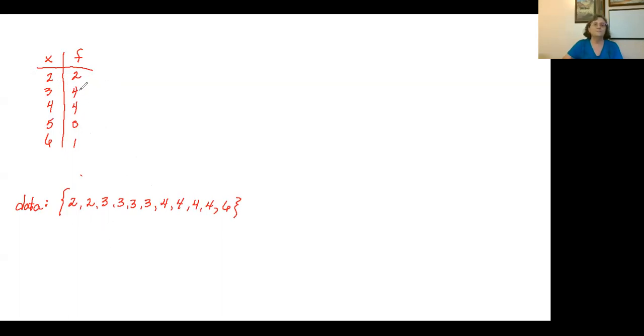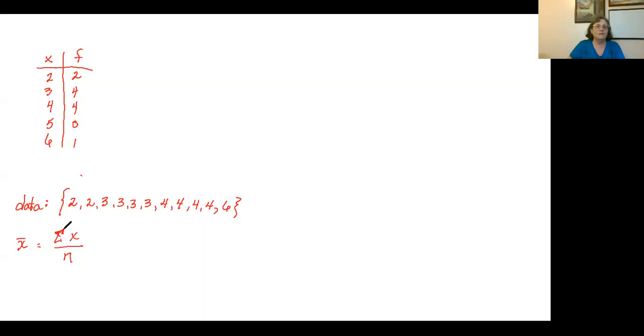and so on. Now, if we were going to get our mean, remember that the mean is the sum of the x's divided by the number of x's. It's the sum of all the numbers divided by the number of numbers. You know how to calculate an average. That's all a mean is, that kind of average where you add up all the numbers and then divide by the number of numbers.